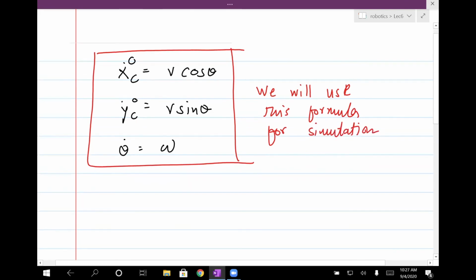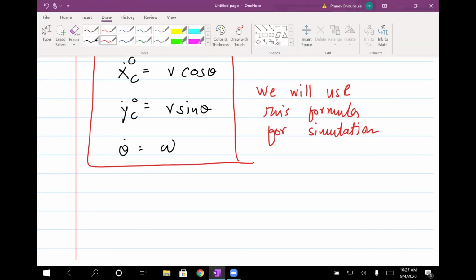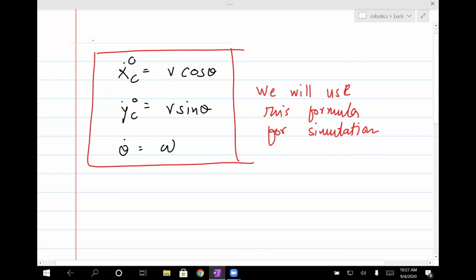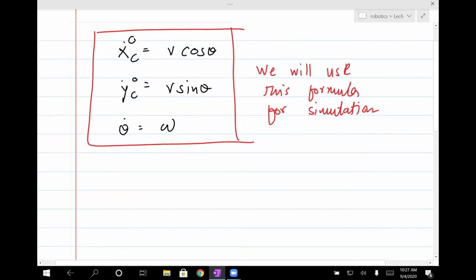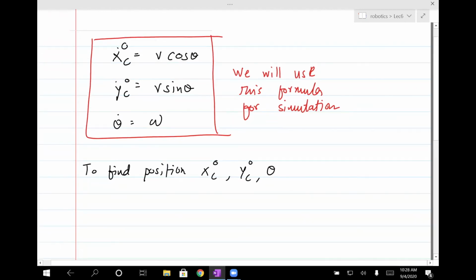As I said, we are eventually interested in finding the position of point C, but we've only been able to derive an expression for the velocity of point C. So how do you find the position? To find the position, xC0, yC0, and of course we also need to know the heading, because we need to know which direction the car is going, we need to integrate those equations.